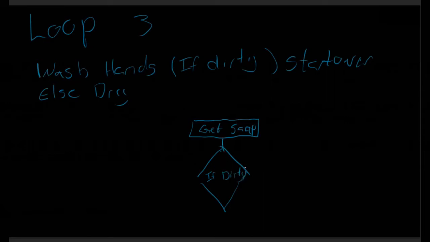So this goes here. And if it's true, if it's still dirty, then we repeat these steps right here. So what it's going to do is if they're dirty, then we come back and we do it again until it's not dirty. If it's false, in this case, if it's not dirty, then we can dry hands. Okay, so this is kind of a real rough idea of a loop.